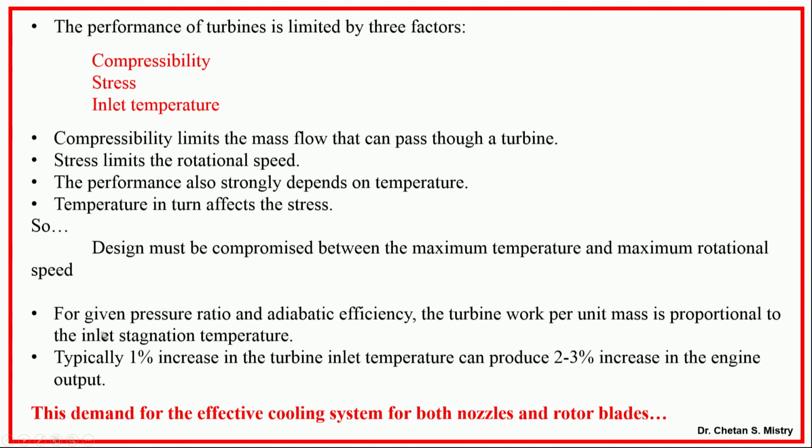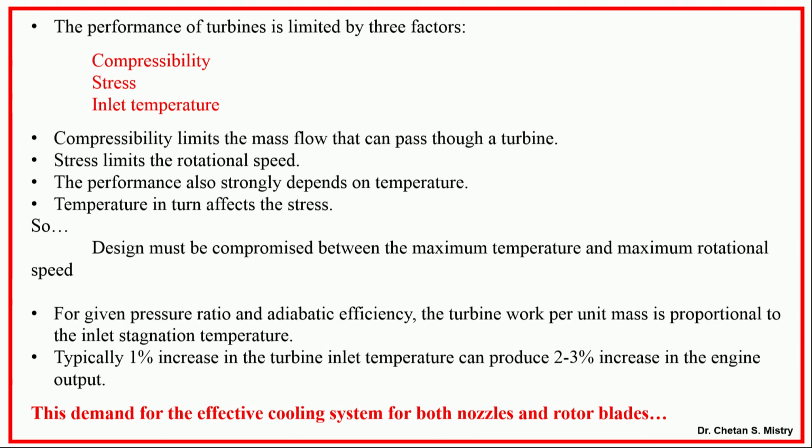What it says is, for the given pressure ratio and efficiency, my turbine work per unit mass is proportional to my inlet stagnation temperature. If you increase turbine inlet temperature by 1%, you can increase power output by 2 to 3%. So it says you move towards the higher turbine inlet temperature side. At the same time, very effective cooling is required for both nozzles and rotor vanes.